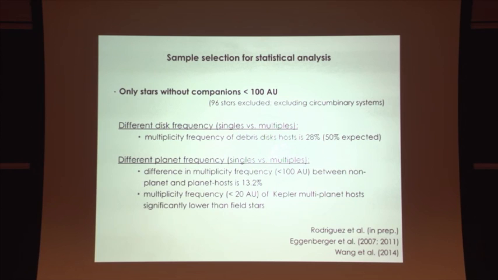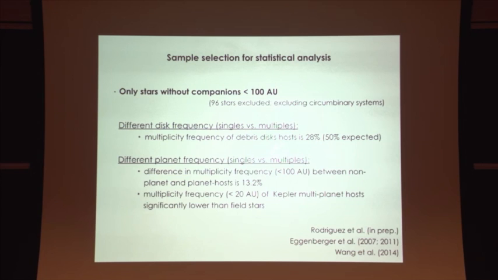These are some observations from the VLT, looking at around 130 objects. They find that the difference in multiplicity frequency for systems with a binary distance of less than 100 AU between non-planet and planet hosts is about 13%. So there is a different multiplicity frequency.